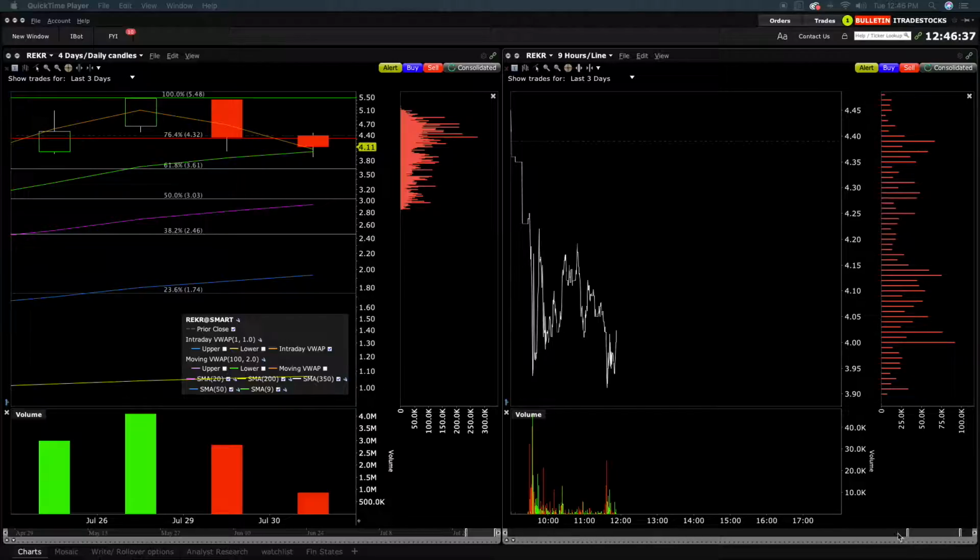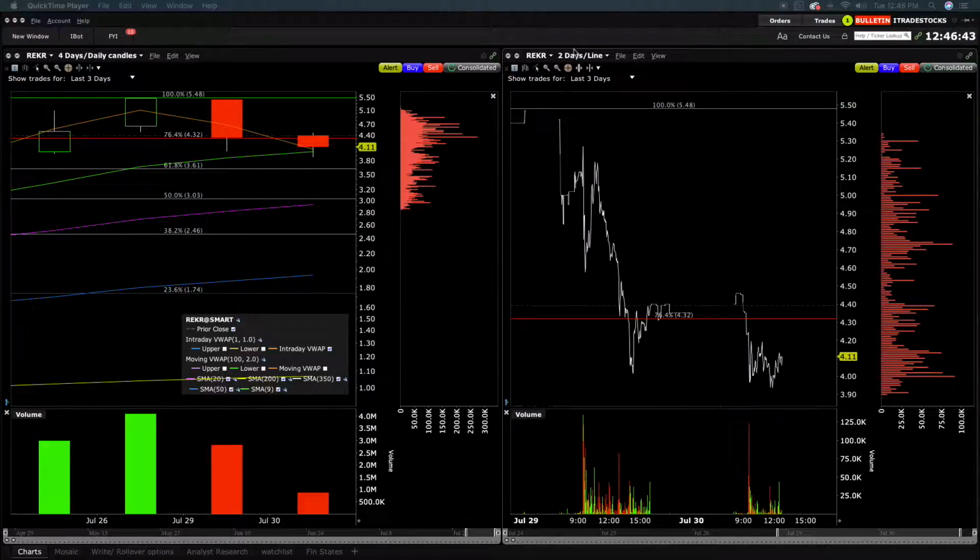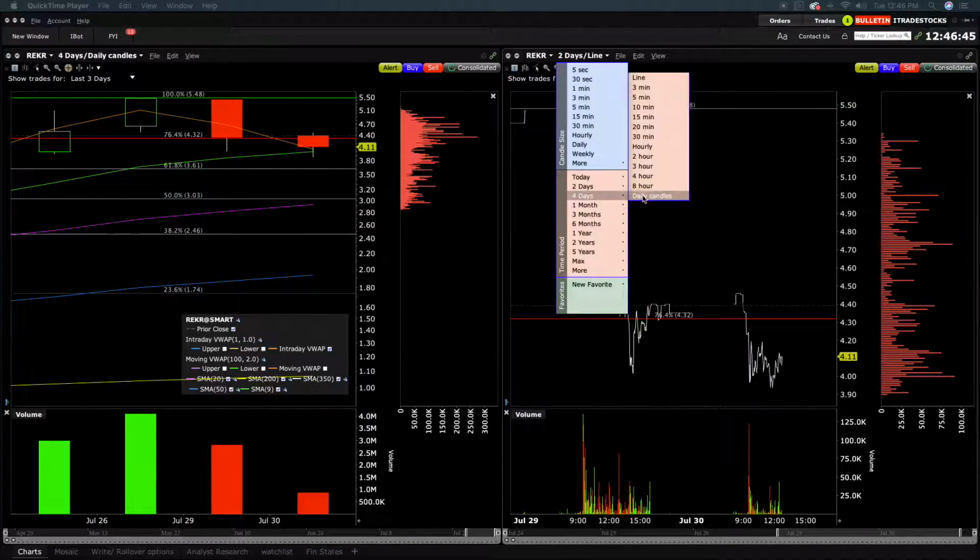But then we fast forward to today, and we have kind of the same story. Someone's just kind of rotating out of their position, right? And now it's also important to see what this stock has done.